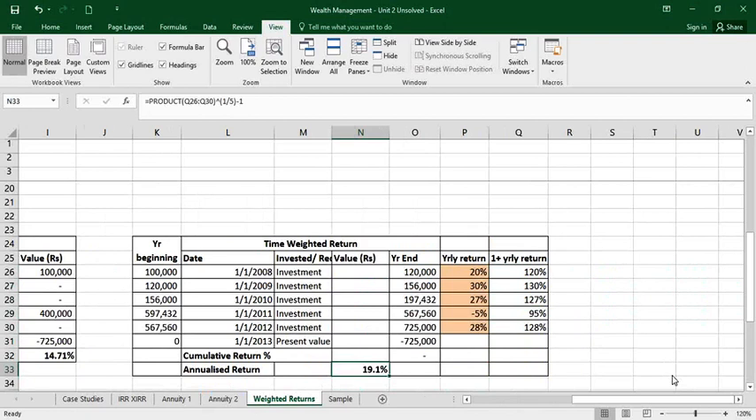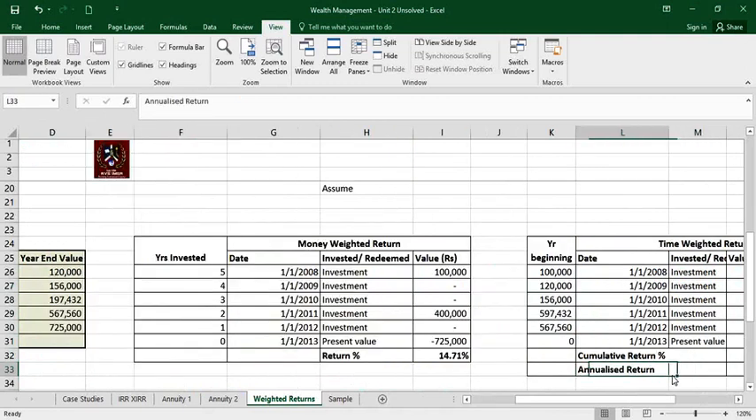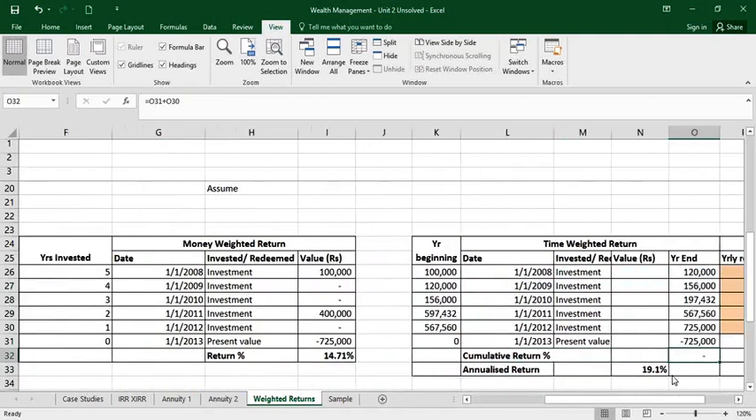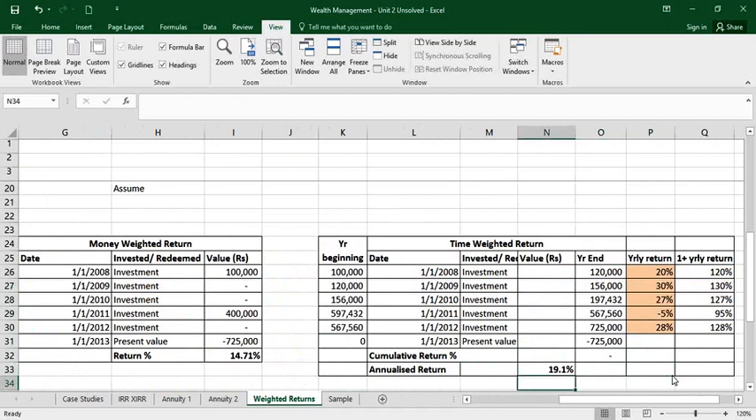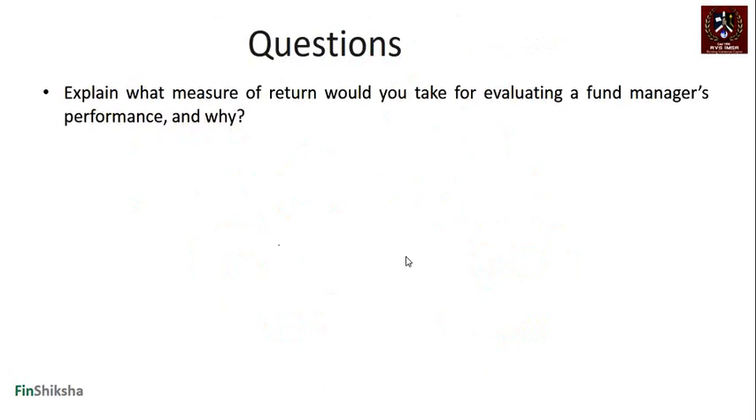You could play around with changing some of these set of cash flows. Your money weighted rate of return in the second example is 14.71%. Your time weighted rate of return in the second example is 19.1%. Correct? That's basically the money weighted and time weighted rate of return.